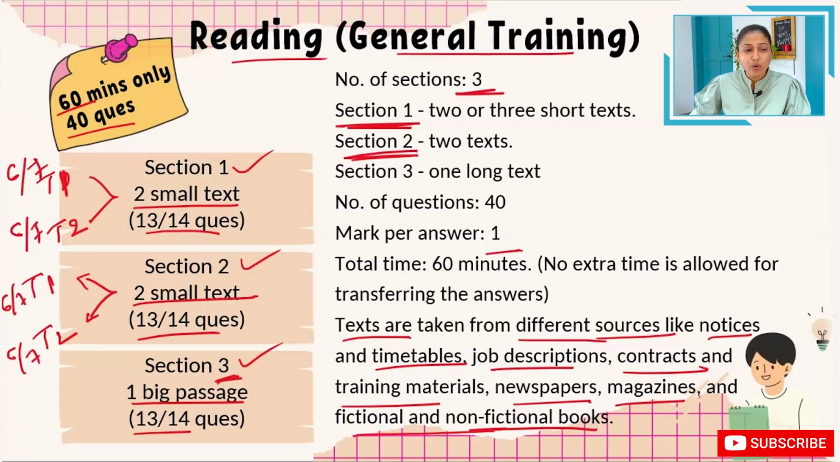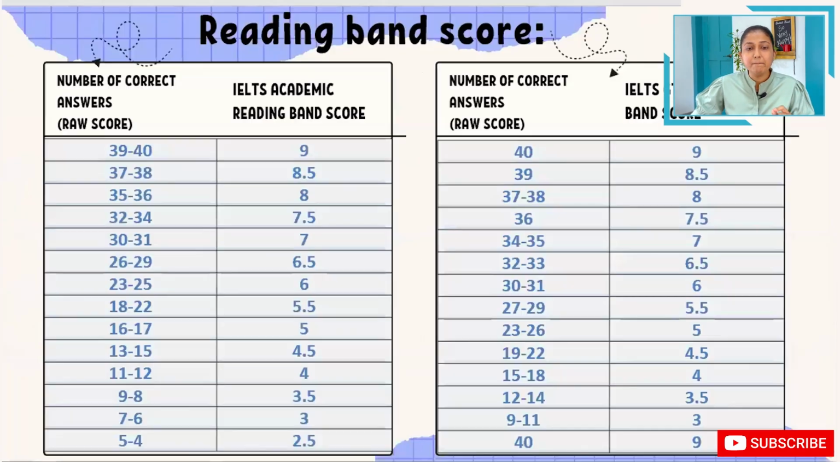Understood? Great. Now, we also understood the band scores for reading. If you remember, your raw score would be calculated out of 40.